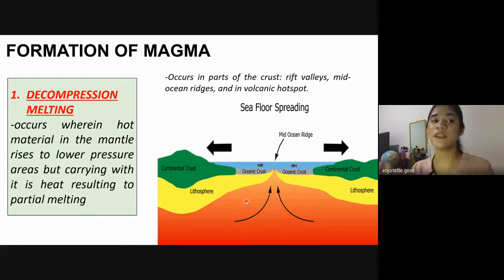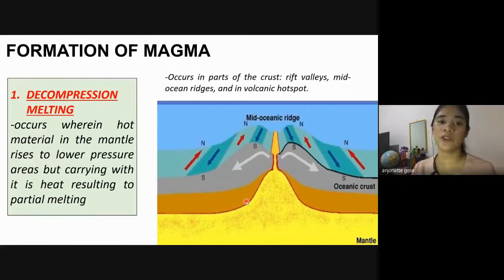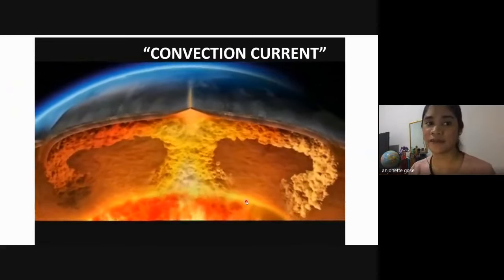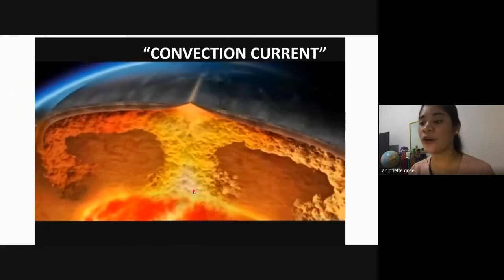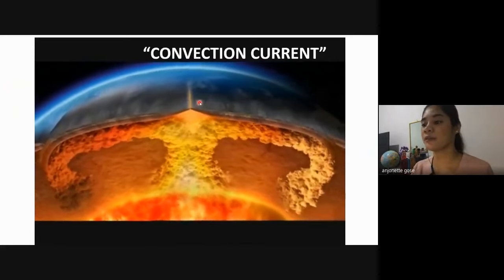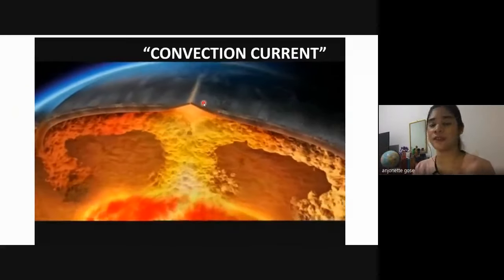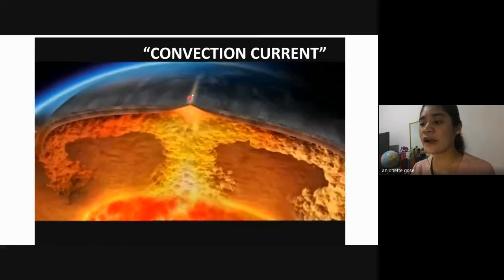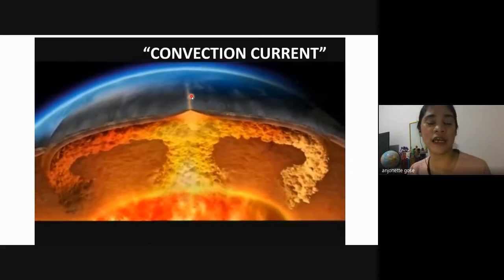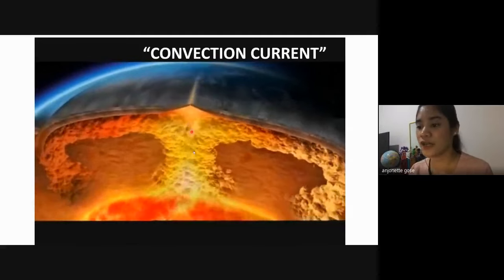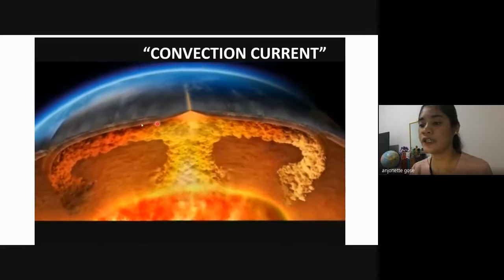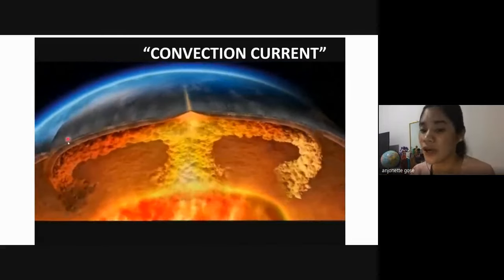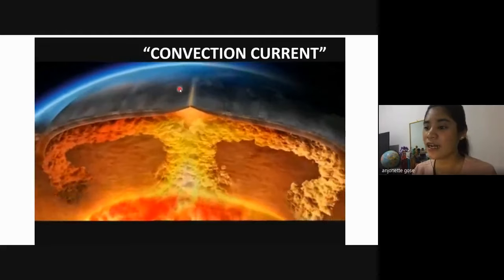So, nagkakaroon din ng convection current. Basically, when you say decompression melting, that is accompanied with the process of divergent boundary. So, look at this. This is a convection current. The warm material rises as the plates are moving in opposite direction. Look at the movement. Nag-move sila in opposite direction, di ba? Forming, nagkakaroon dito ng gap, which is what we call the oceanic ridge or the mid-ocean ridge. So, as the warm material rises, yung mga rocks dito that are found sa lithosphere ay nag-melt down to form a magma.